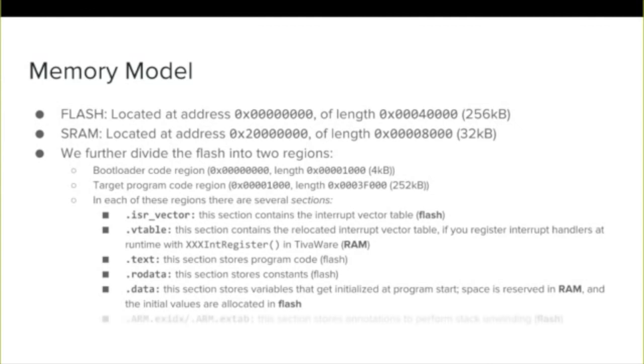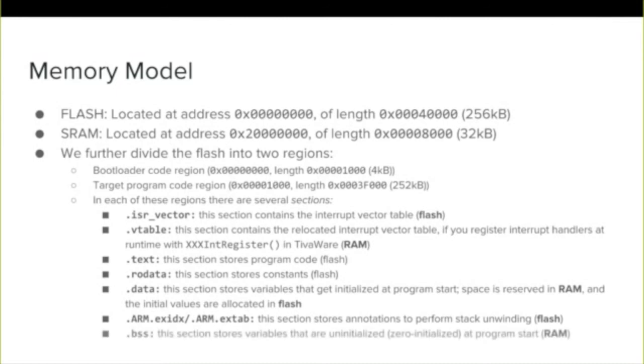Then we have .arm.exidx and .arm.extab. These are annotations for doing stack unwinding. So basically, if you've ever used DDD and you've done BT for backtrace, and you want to see how the function calls are nested, in order to do that on ARM, there's a special memory region that has to be allocated, which stores annotations for this process. It basically says which function is expected to call which other function and so on. And this information is used when the debugger goes to unroll that stack trace.